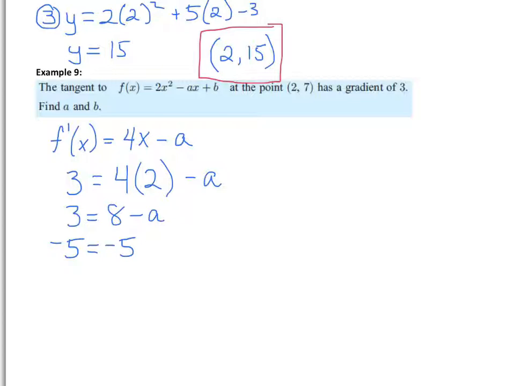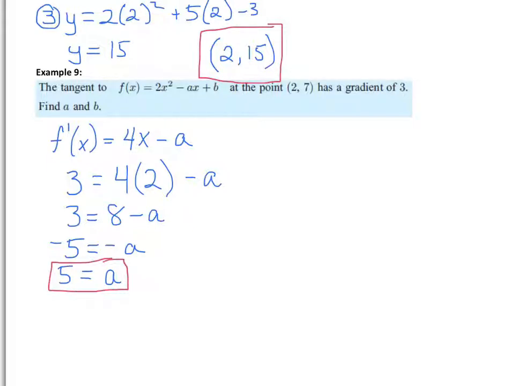Oops, excuse me. I made a mistake there. Negative 5 does not equal, well, it does equal negative 5, that's true, but in this case it equals negative a. And now I need to go ahead and divide both sides by negative 1, and when I do so I get a is equal to 5.